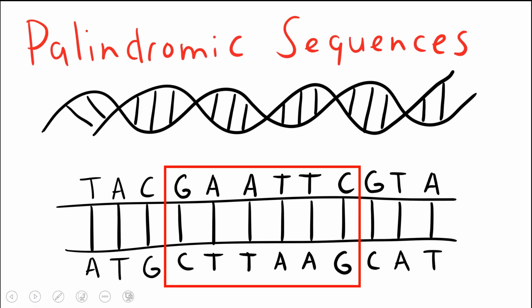Okay, so restriction enzymes recognize palindromic sequences. So these are specific sequences of DNA inside the molecule. A restriction enzyme recognizes a specific sequence.